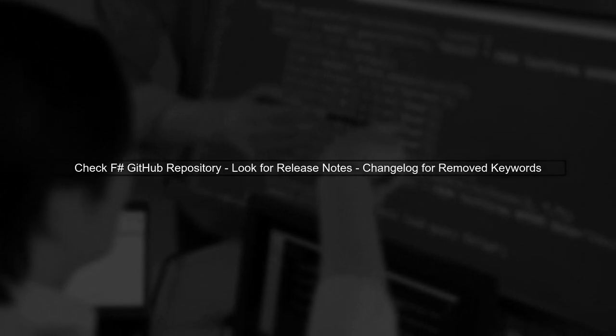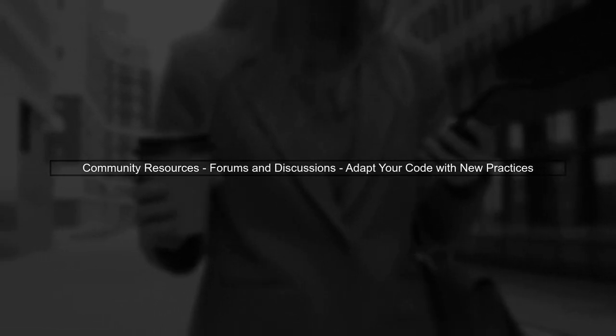For a comprehensive list of changes, including removed keywords, you can check the F# GitHub repository. Look for the release notes or changelog. Additionally, community forums and discussions can provide insights into these changes and how to adapt your code accordingly.